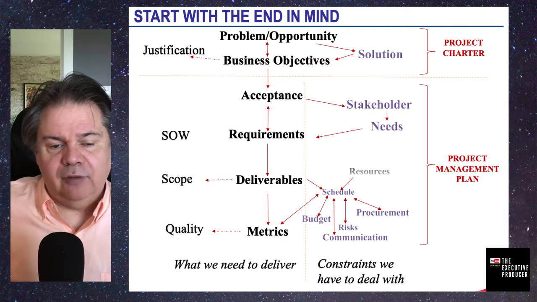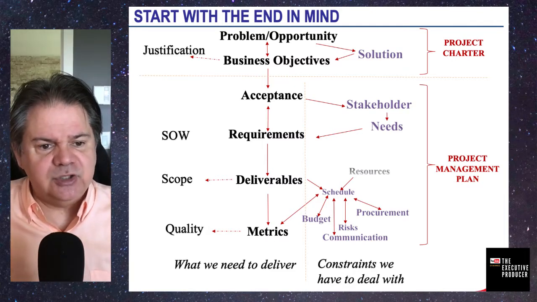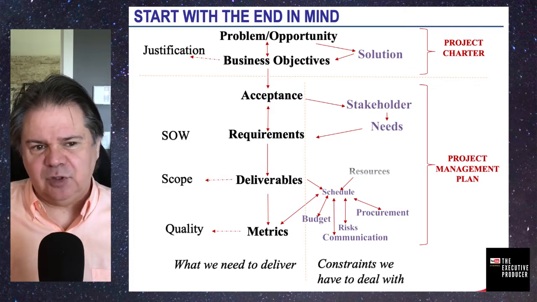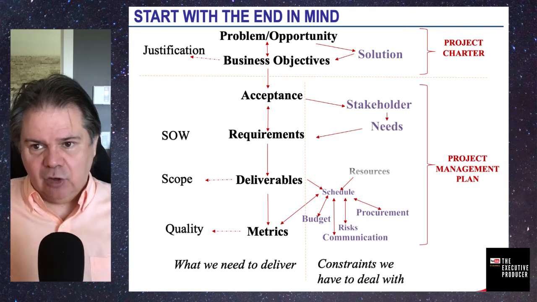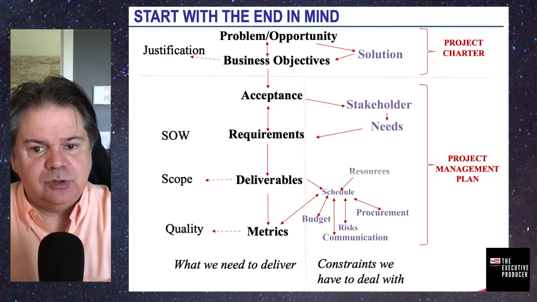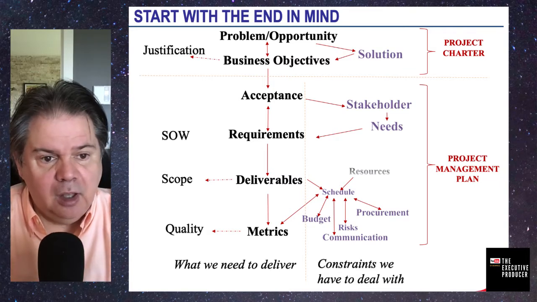Now, if we go down in the map here, we got the charter, and you start to see acceptance on the map. And then one's like, but acceptance comes at the end. Yeah, but I told you we start with the end in mind. So if I want to finish a project, I need to get acceptance. And I want you to start with that. I need to get acceptance. And then the question becomes, from who?